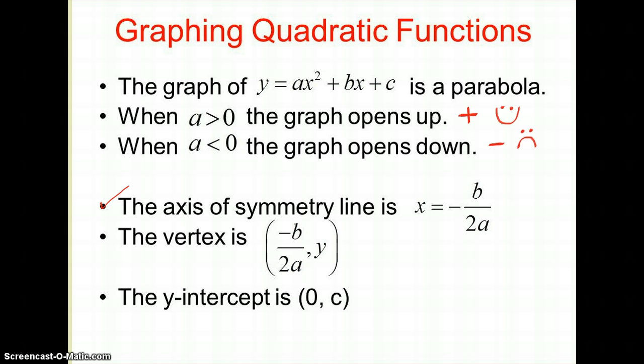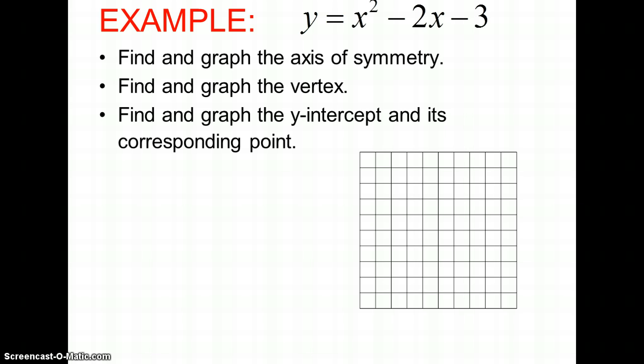Same thing with the vertex. Once you find the axis of symmetry, then you can calculate the vertex. The vertex is simply the x value that I calculated from my axis of symmetry, put into my equation to calculate the corresponding y. In other words, I make an ordered pair out of that. And lastly, the y-intercept is my c value, my constant. Wherever my constant is, that's my y-intercept, and that's also a critical point for graphing our parabola. So let's look at how we can put these to use and actually calculate those items and graph our parabola.